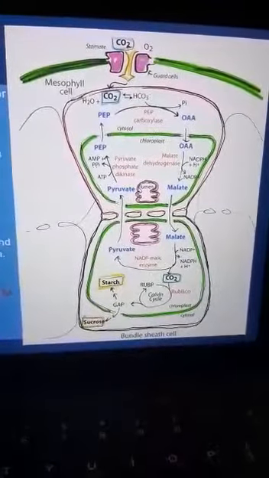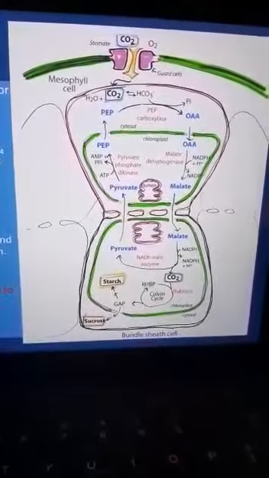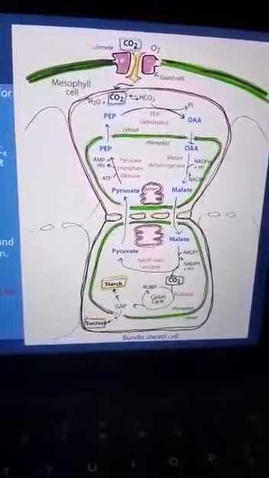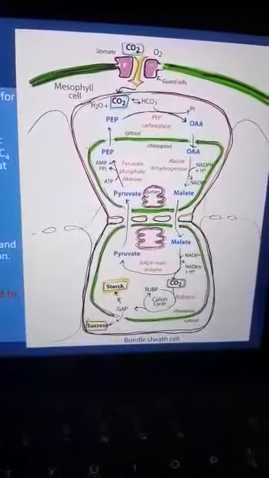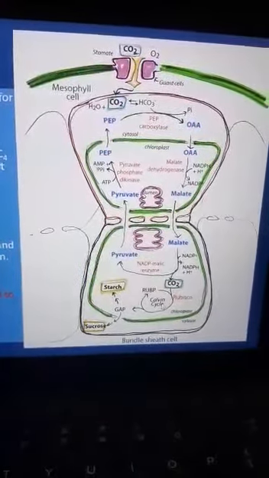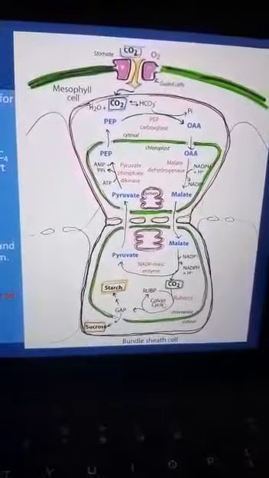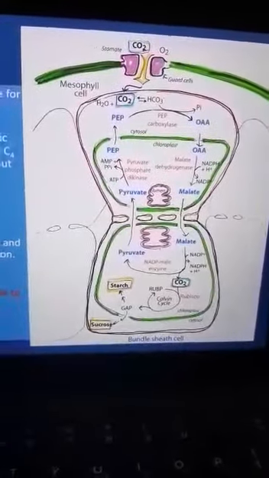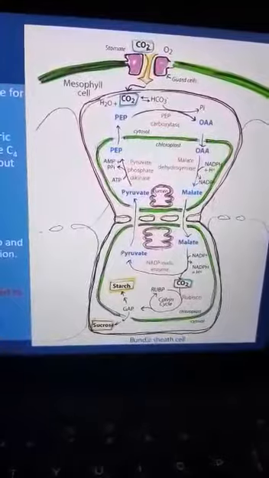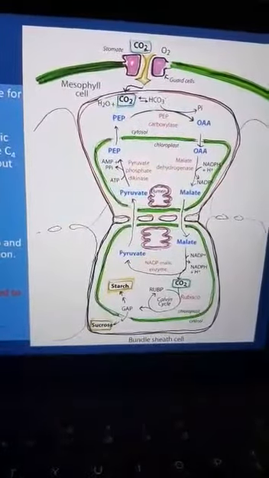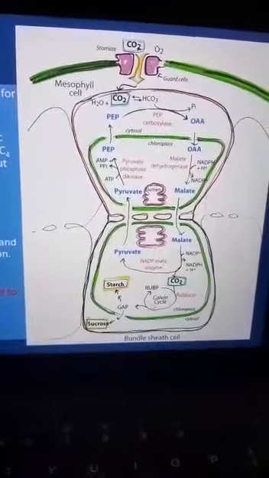And the second part, which is the actual Calvin cycle, you can see there is the CO2 entering the Calvin cycle. The Calvin cycle takes place within the vascular bundle sheath cells. Here, there. This is the vascular bundle sheath cells.